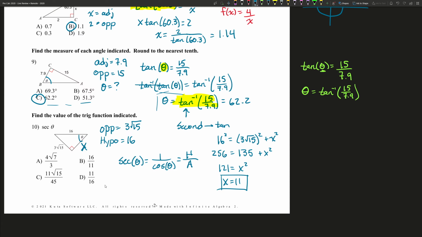I'm going to finish number 10 real quick, and then I'll answer that. So this is the adjacent side. And then all we're doing is plugging that into our function. So secant of theta is hypotenuse over adjacent. So that'll be 16 divided by 11, which is B.